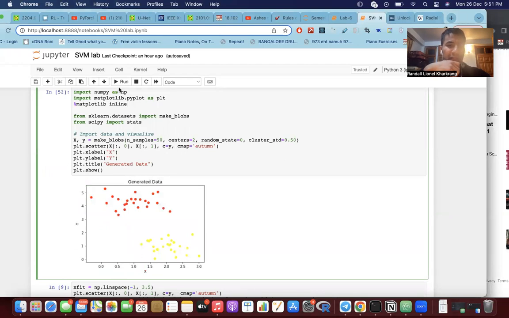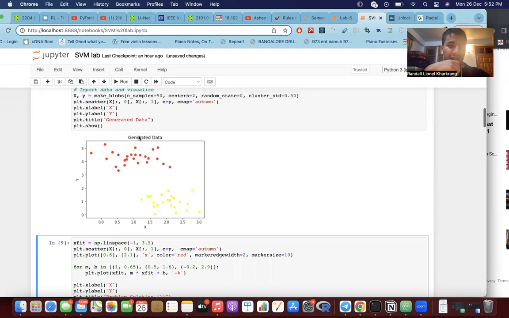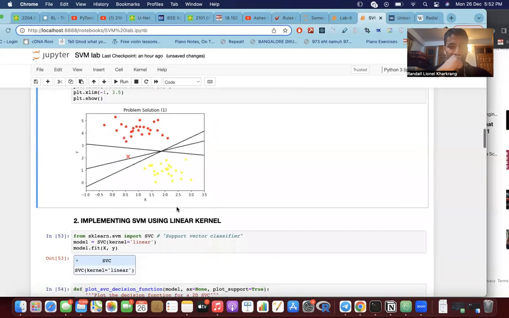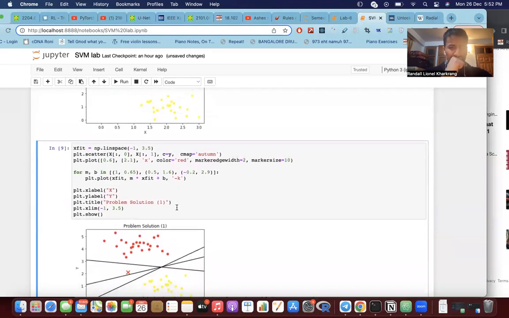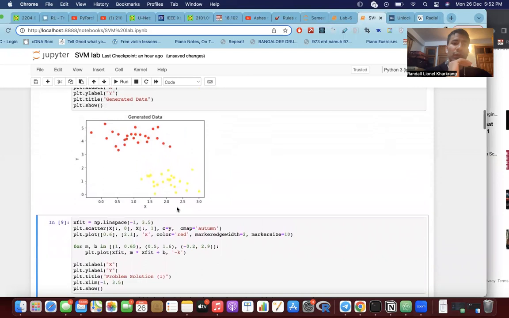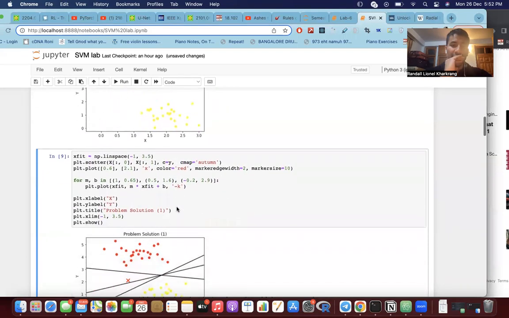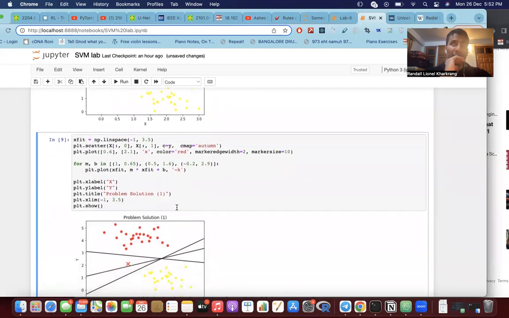Okay, so here you can see I've randomly generated data like this. This is red and this is yellow. Suppose we want to separate these two classes, right? What can we do? We can draw lines, right?